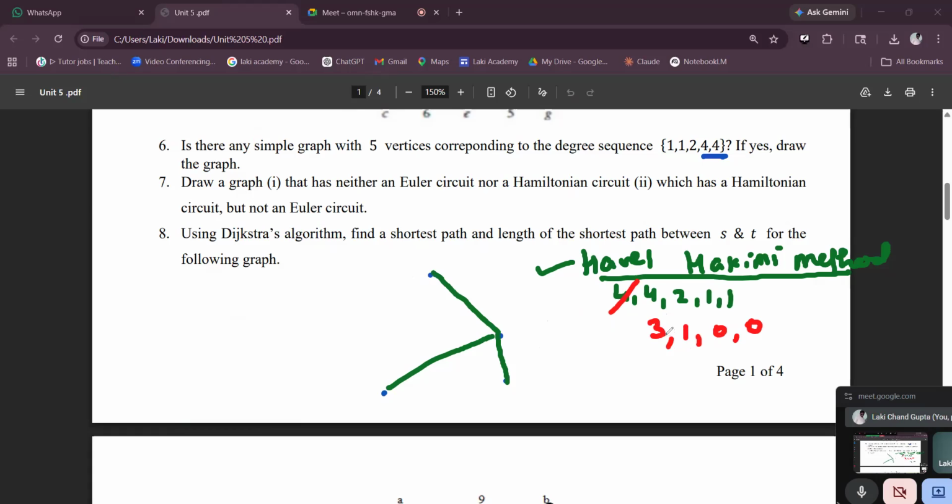Now you can see, when you delete this, one degree of each remaining vertex will be less than the original. When you remove this, you will get 0, -1, -1. And this is not possible. The degree of any vertex being negative is not possible. Understood? So whenever you get a negative, it means the sequence is not valid. It means no simple graph exists. I will explain with some more examples. First write this.